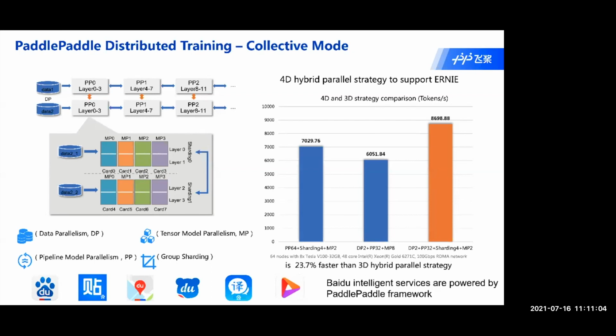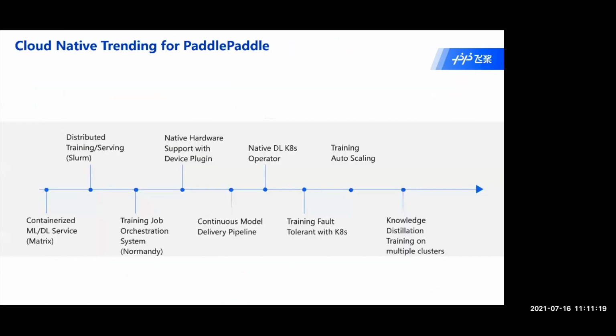At present, most of Baidu's intelligent services are powered by the Paddle framework to provide the training and the inference support, such as Baidu App, Tieba, Baidu Map, and Baidu Translation, etc. Okay, we've talked a lot about Paddle. So let's see how cloud-native training gets evolved in Baidu.